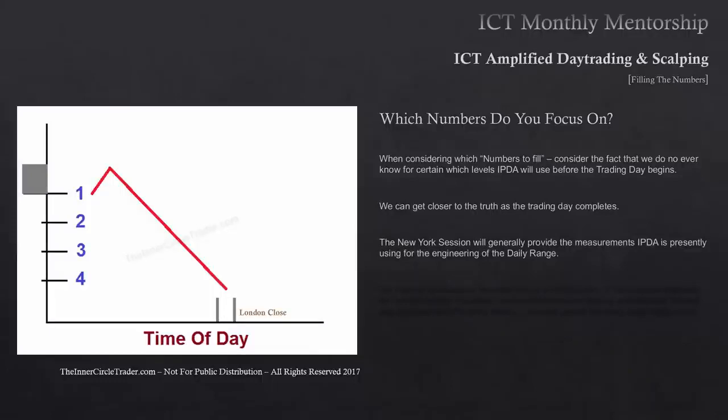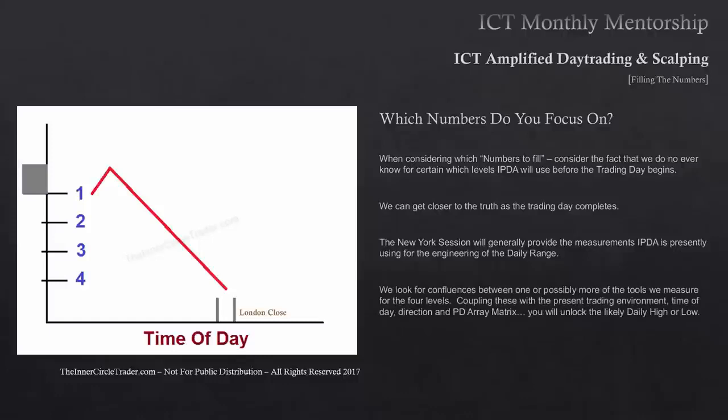So what do I mean by that? Well, we know we have a few different things here at our disposal for determining where price will go for the daily high or low. If we're bullish, we're wanting to see how far IPDA will deliver price on the upside. By itself, these ranges and these projections don't mean anything. They don't mean anything at all. But what we look for is confluences between one or possibly more of the tools that we outlined in this teaching for measuring these 4 levels. Coupling these with the present trading environment, time of day, direction, and PD array matrix, you will unlock the daily high or low.